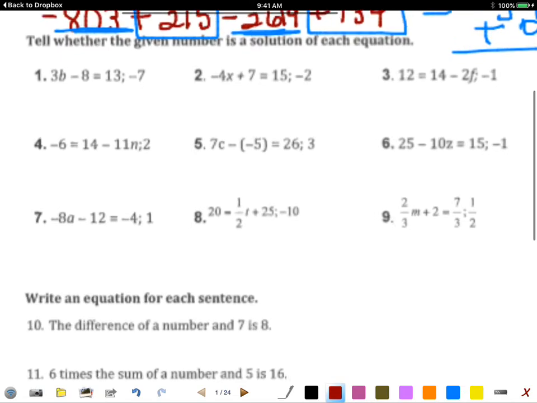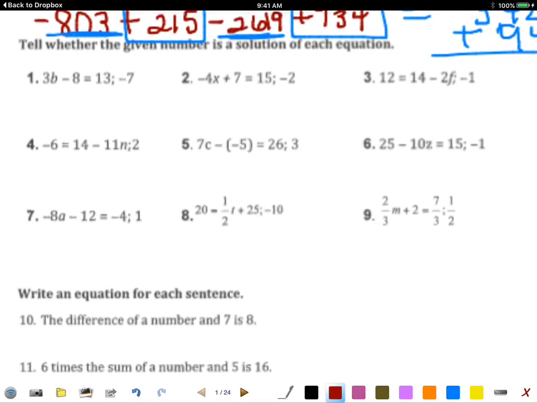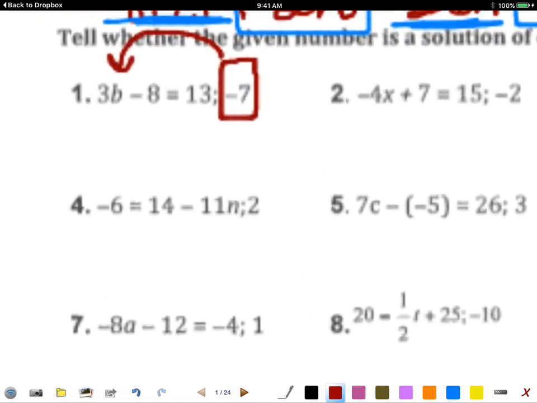Let's go ahead now and look at the next section where it says to tell whether the given number is a solution. All right, if you look here, this is the number they're talking about. It's right after that semicolon. They're wanting to know, is that a solution to this equation? So that is the number we're going to plug in right here. So 3b means 3 times b. All right, so 3 times, if b is negative 7, we're going to put that right here. And then bring down the minus 8 and the equals 13.